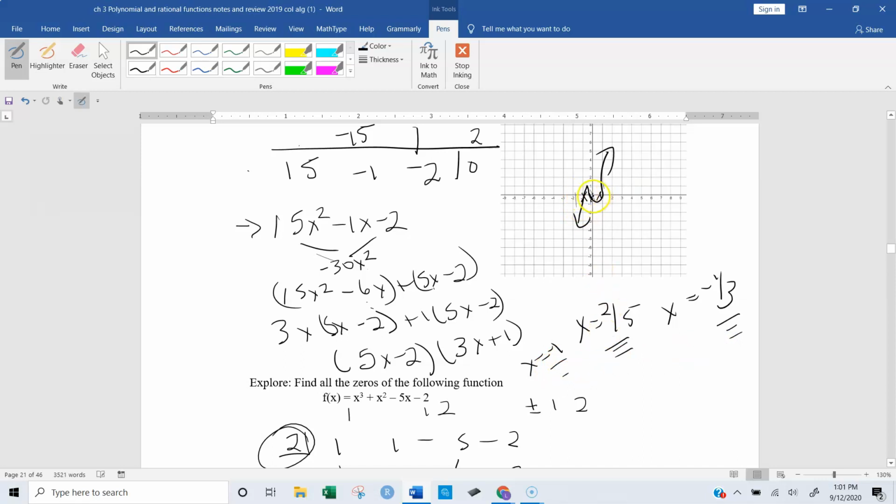So we go to negative 1, negative 1/3, 2/5, and we know it ends positive, so we sketch in our graph. Do better than mine. Mine's pretty ugly. Okay, pause and try yours.